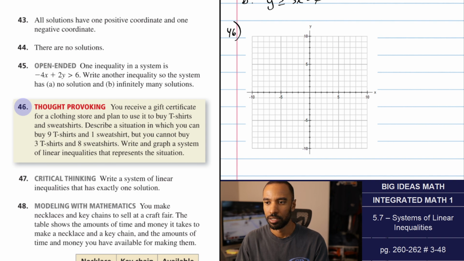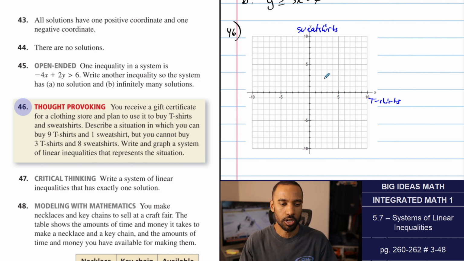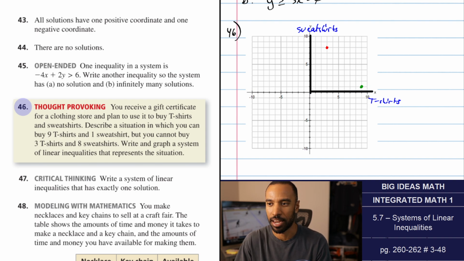So for here, I'm only in the first quadrant, but t-shirts, I should have probably been categorizing these the entire time, but I did define them, so I'm good. And sweatshirts. Okay, a solution I'll put in green, non-solution I'll put in red. So I can do 9 t-shirts and 1 sweatshirt. I can't do 3 t-shirts and 8 sweatshirts. 3 and 8. Okay. So I want to do a system, right? Obviously we'll be bound within the first quadrant, so I'm going to state positive, that's all good. So we have that in mind already.